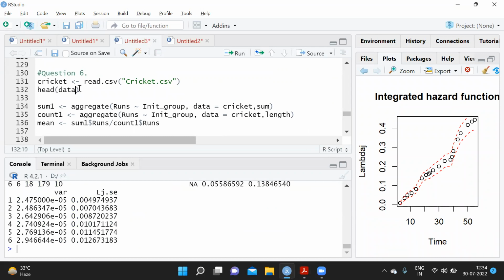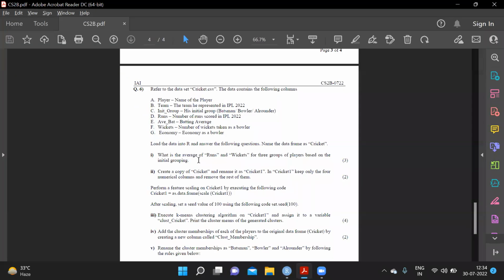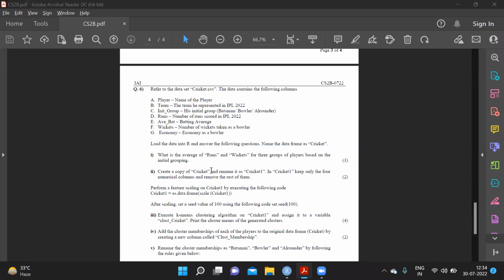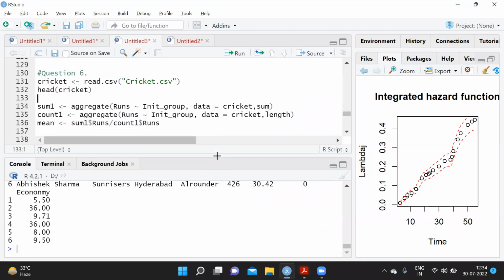Head of cricket. So this is there. Then we need to find out the average of runs and wickets for the three groups of players based on initial groupings.